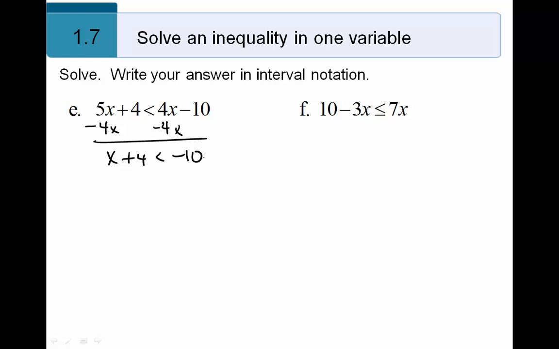With the variable term on the left-hand side, let's move all the numbers to the right-hand side. To accomplish that, we need to get rid of the positive 4, so we'll put a negative 4 on both sides. The 4's cancel, giving us x is less than negative 14. Now, in interval notation, our solution set starts at negative 14. Because negative 14 is not less than itself, we would use a parentheses at negative 14. Since we're looking for numbers less than negative 14, that would extend to the left of negative 14 to negative infinity.